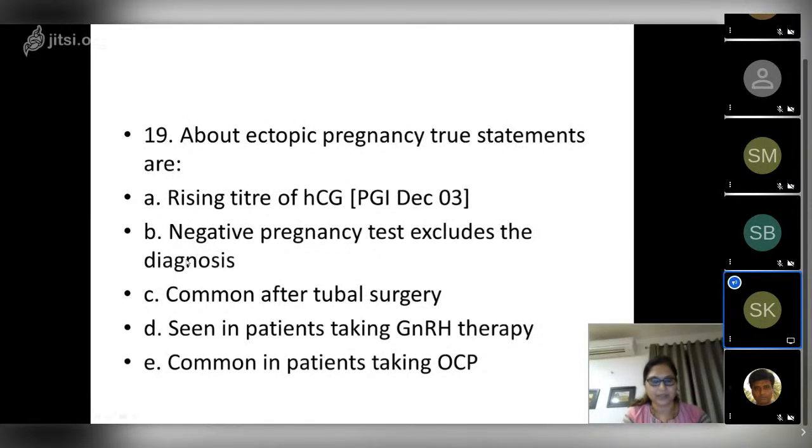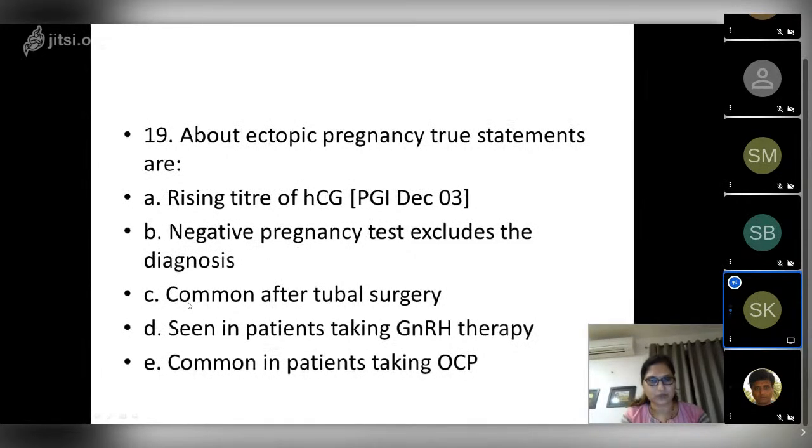Okay. Now, the second one, negative pregnancy test excludes the diagnosis. False, is it not? Because in 10% of the cases of ectopic pregnancies, as we discussed earlier, the beta HCG or the urine pregnancy test could be negative. So, of course, a negative UPT does not exclude ectopic when you have a high suspicion.